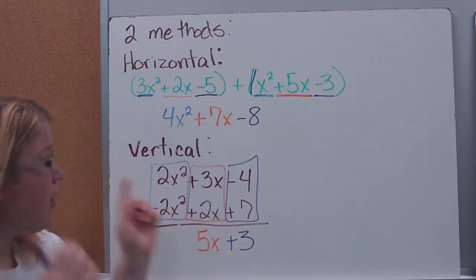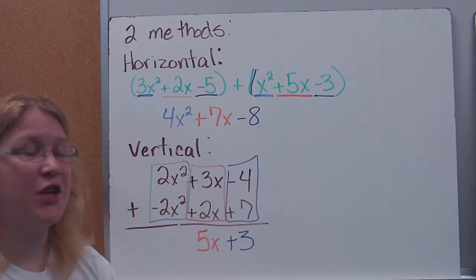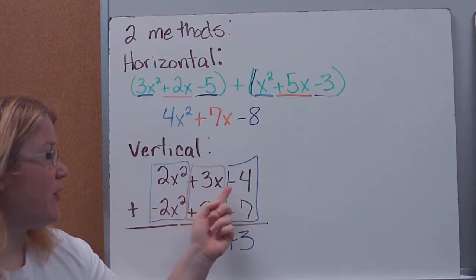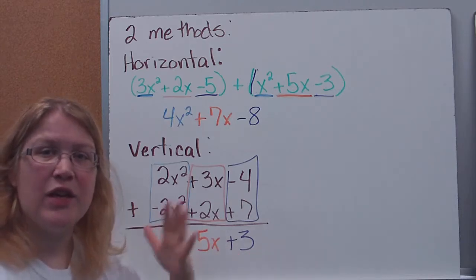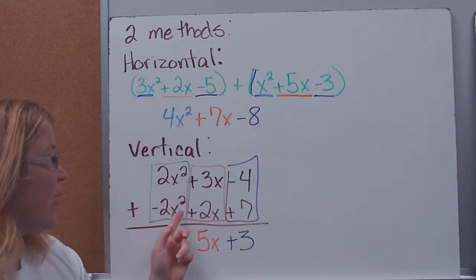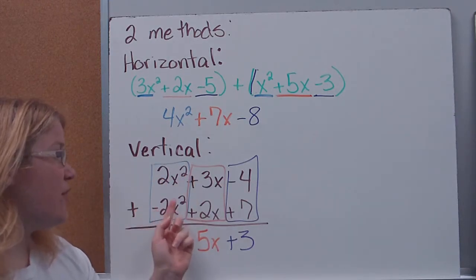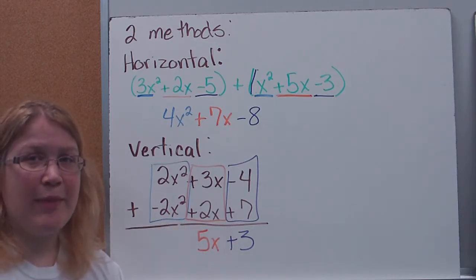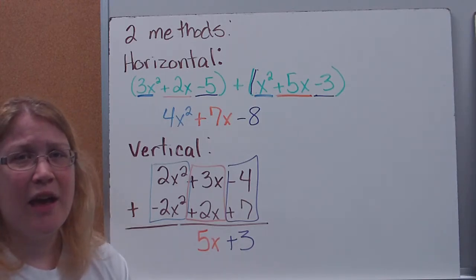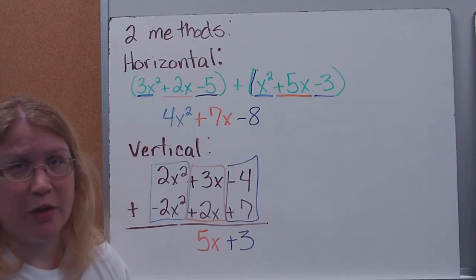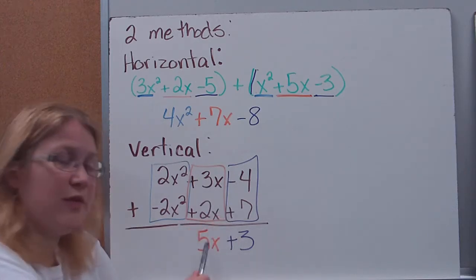The other way, some kids prefer to stack them, set them up vertically, so like terms are on top of each other. So here you'll notice I have 2x squared plus 3x minus 4 on top, and then underneath I've already lined up the like terms so that I can just add in columns. So I have negative 2x squared, so again you'll see I drew the box around the two that are the same. 2x squared and negative 2x squared gives me 0. I didn't write that because there's really no point in writing 0 plus something, because our 0 property tells us that anything plus 0 is itself. So we don't need to write the 0 plus. They canceled out. I have a positive 2x and a positive 3x, which gives me a positive 5x.